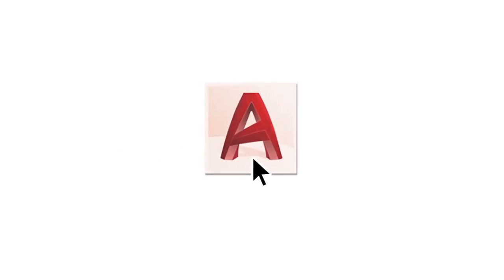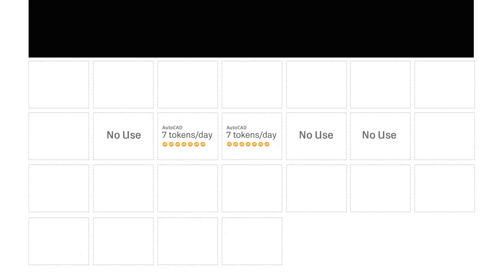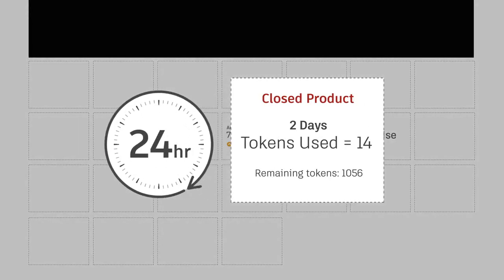Step 3. Make it easy for your assigned users to access products whenever they need. All they need to do is open the product they need, and the corresponding daily rate will be deducted from your token balance. You will be charged a daily rate until your user closes the product.